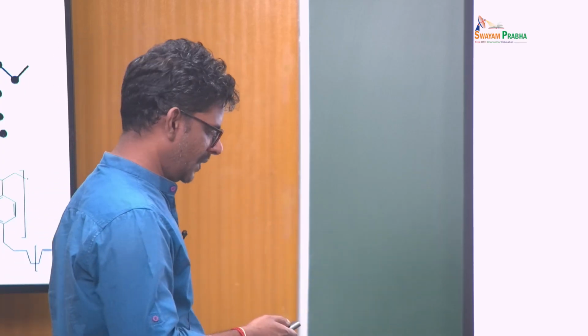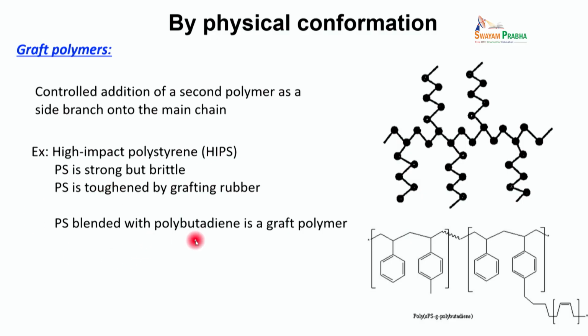So, to include toughness, you basically add rubber, not physically added, but a polybutadiene, which is another rubber, is actually grafted, meaning added as a side group to the main chain polystyrene. Okay. So, that is what we mean by polystyrene blended with polybutadiene being a grafted polymer, which has this kind of a cartoon that we show, but chemically this is what it means. Okay. So, this is done by a controlled addition of a second polymer as a side branch onto the main chain, right. Any question at this point?